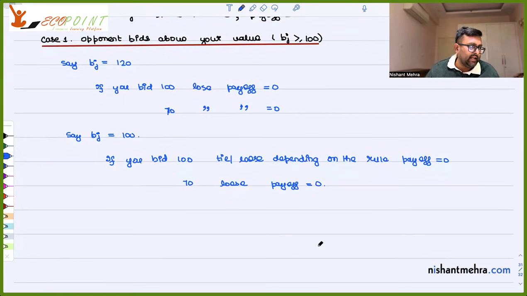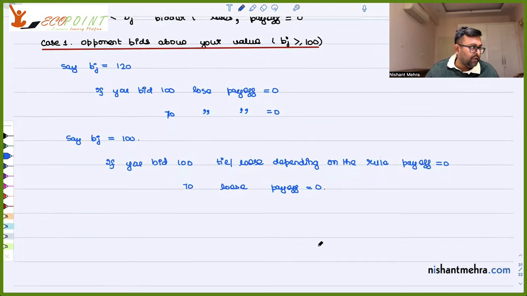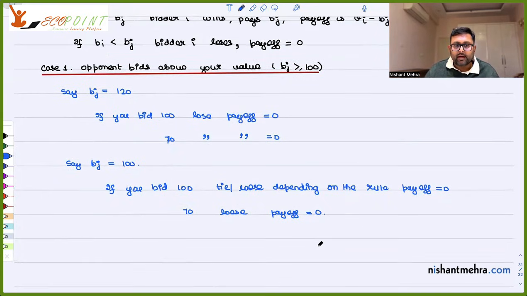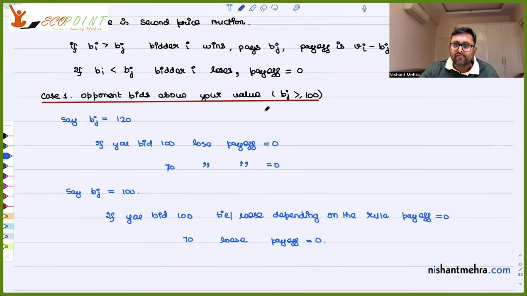You bid anything between 70 and your truthful bid, it is going to give you the same payoff, which is zero. If you overbid, maybe you can win, but you will have a negative payoff. You understand why? My valuation is 100, but let's say in this case I bid 140. You understand this? My valuation is 100. I have overbid.